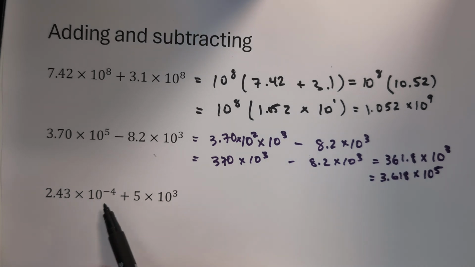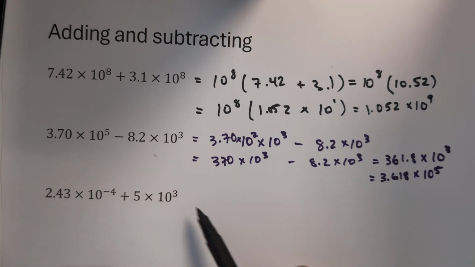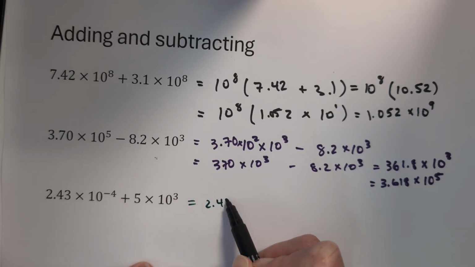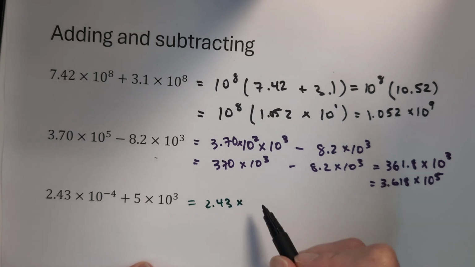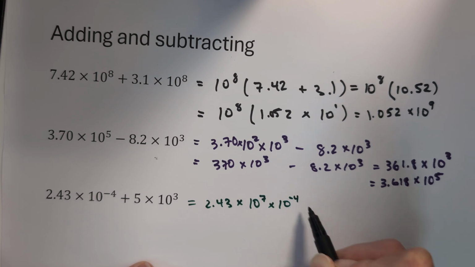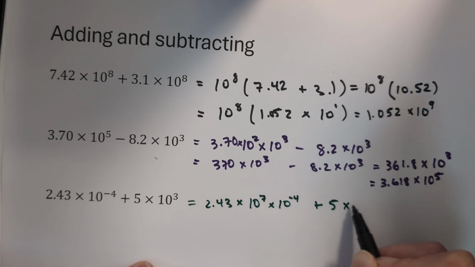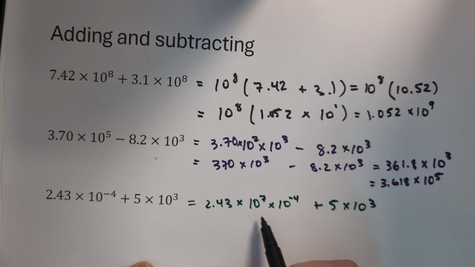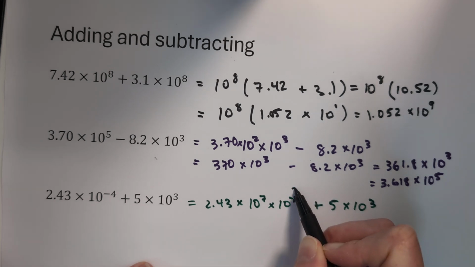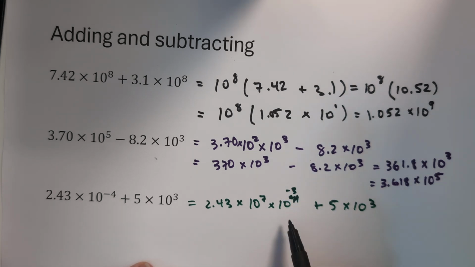I'm going to have to think through what I have to do in order to make these equally sized, equal magnitudes. I'm again just using a different color to see it here. If I want to make this to the 3rd, then I'm going to need to do 2.43 times 10 to the 7th times 10 to the negative 4 plus 5 times 10 to the 3rd. Okay, because this is going to be 10 to the 3rd, excuse me, I should have made this a 10 to the negative 3rd. There we go.